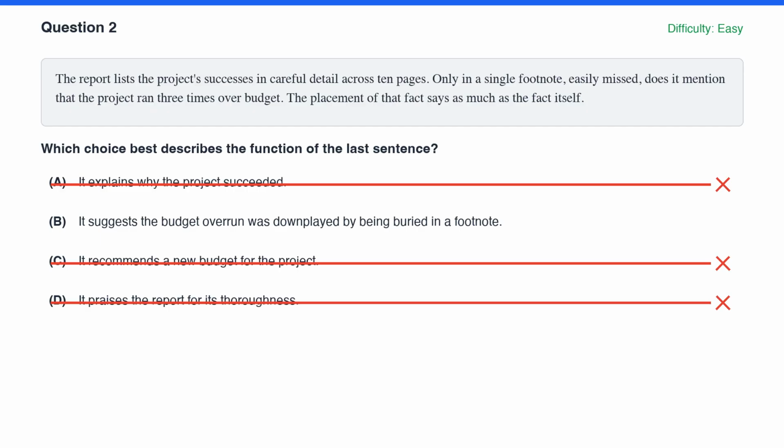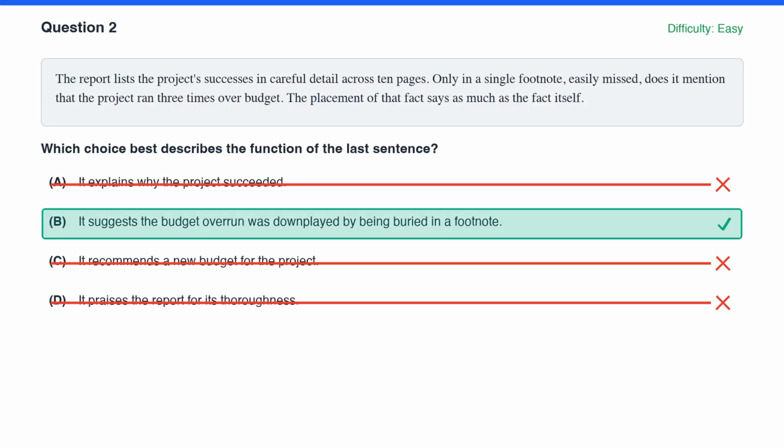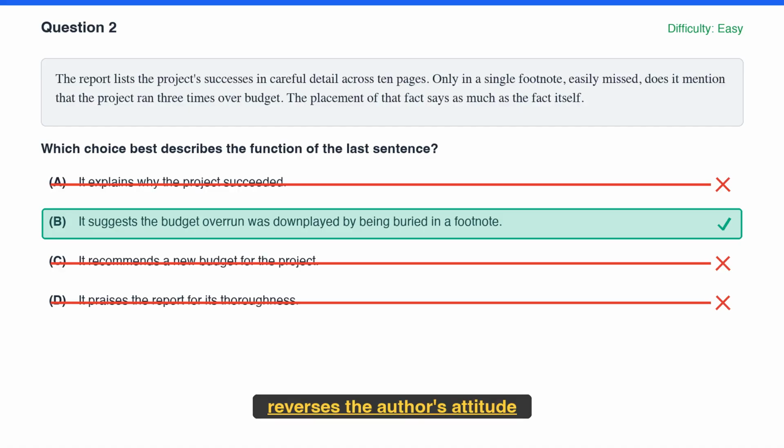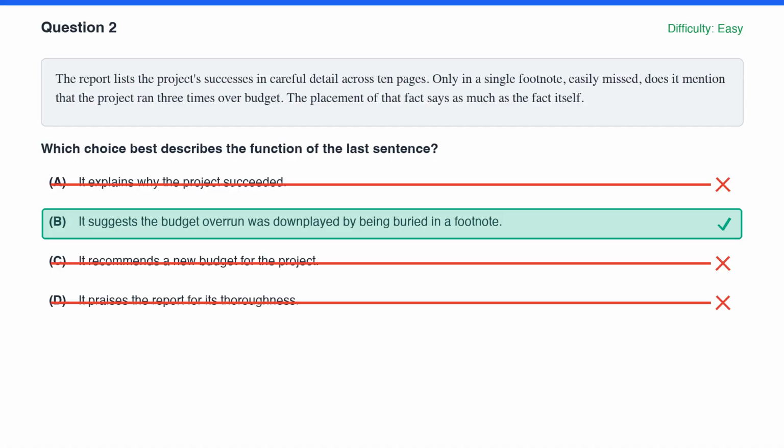Choice B. It suggests the overrun was downplayed by being buried in a footnote. That's our prediction. Answer B. D is the trap worth remembering. It gets the topic right, but reverses the author's attitude from critical to admiring.